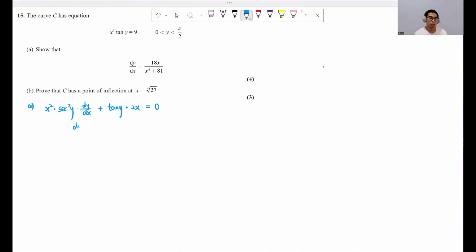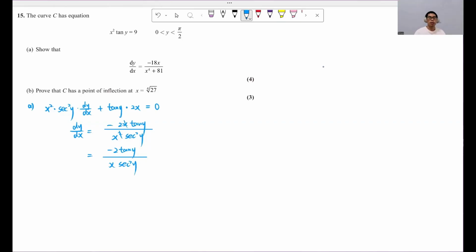So make dy over dx the subject. I will minus 2x tan y from both sides, and then divide by x squared sec²y on both sides. And then simplify this. First, I can divide by x straight away. So that is just negative 2 tan y over x sec²y. But in the final answer, we only want it in terms of x. We don't want any y. So we need to change y in terms of x.